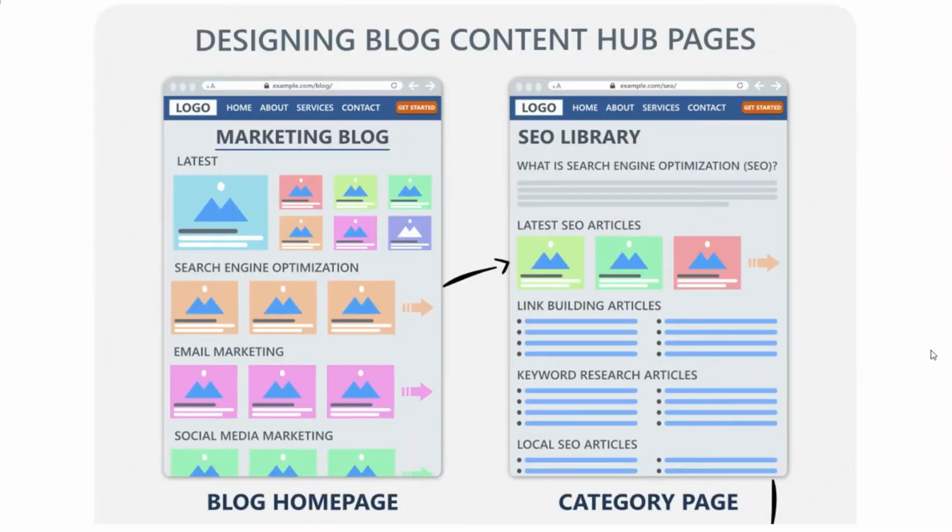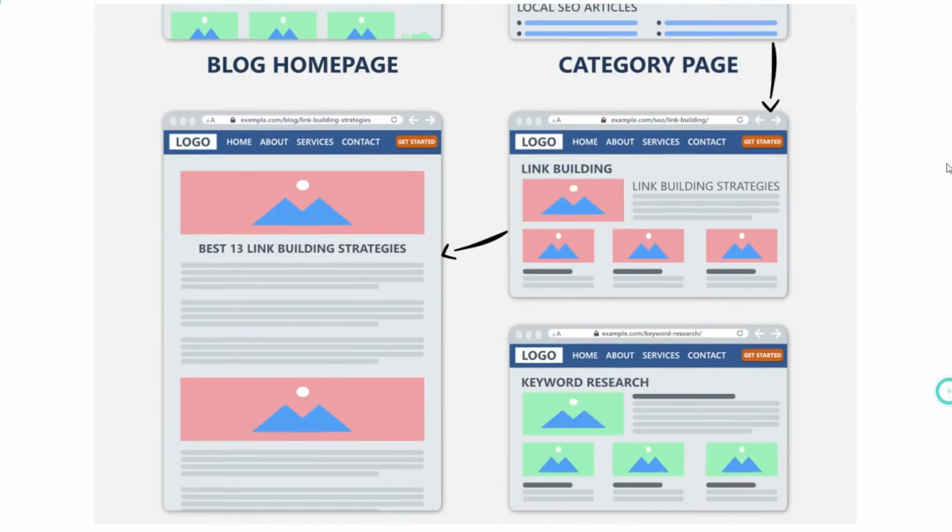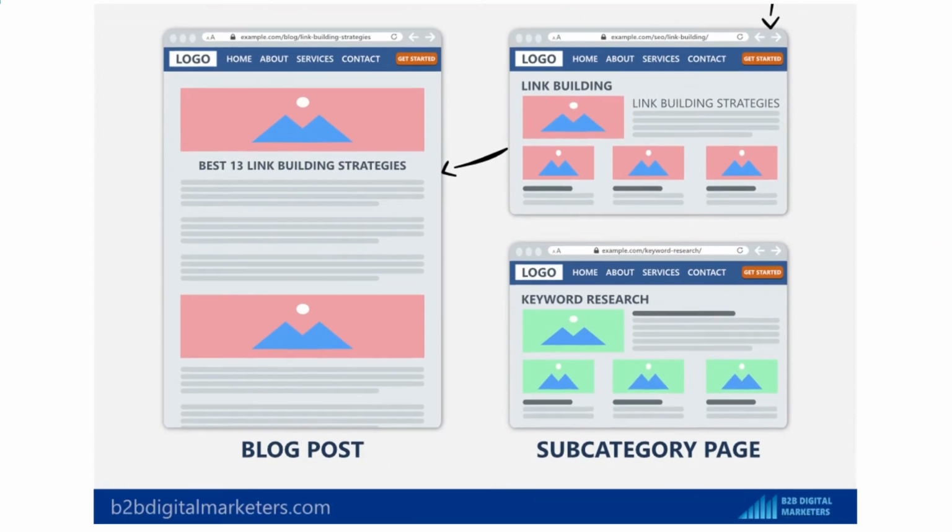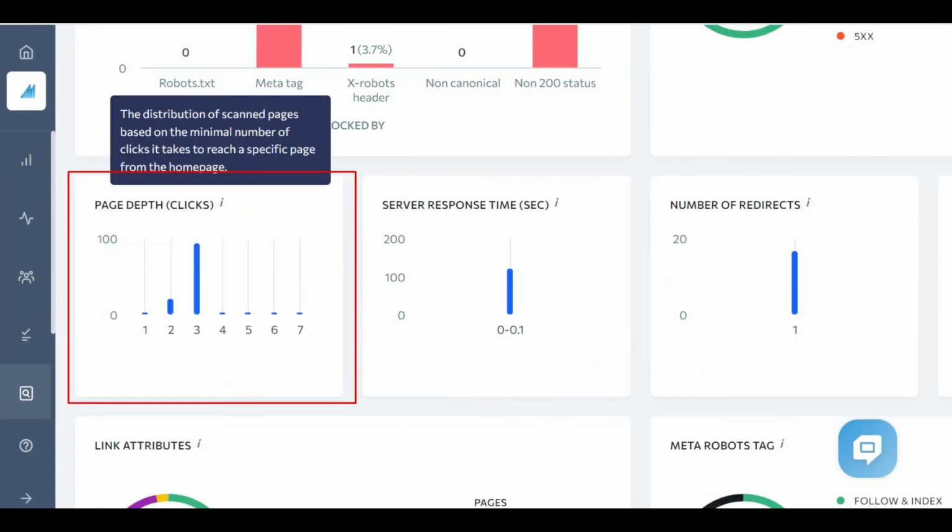Create a hub page from your blog homepage. These hubs create semantic relationship between pages. You want to create a content hub from your blog homepage where you sort your content into categories. Create a hub page from your category pages. Once you have your blog homepage redesigned, then you want to create a hub page from your category pages. Try to have all your pages and blog posts in page depth between 1 to 4. You can check SE Ranking website audit tool to check crawl depth of your web pages.